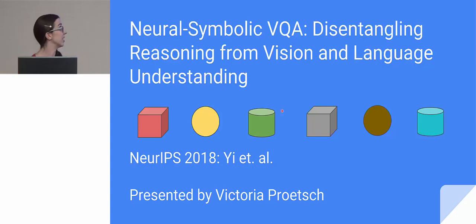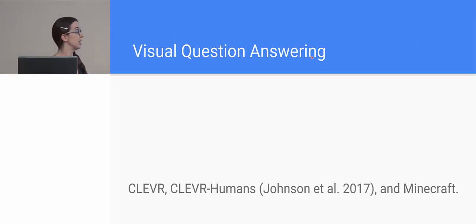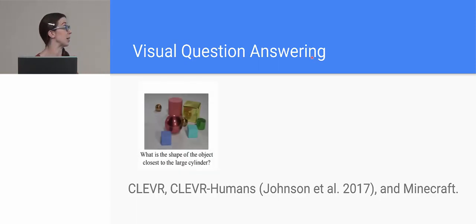I'm Victoria, and the name of our paper today is Neural-Symbolic VQA, Disentangling Reasoning from Vision and Language Understanding. So the first key to understanding this paper is understanding what the problem is that they're trying to solve. And that's visual question answering. And what does that mean?